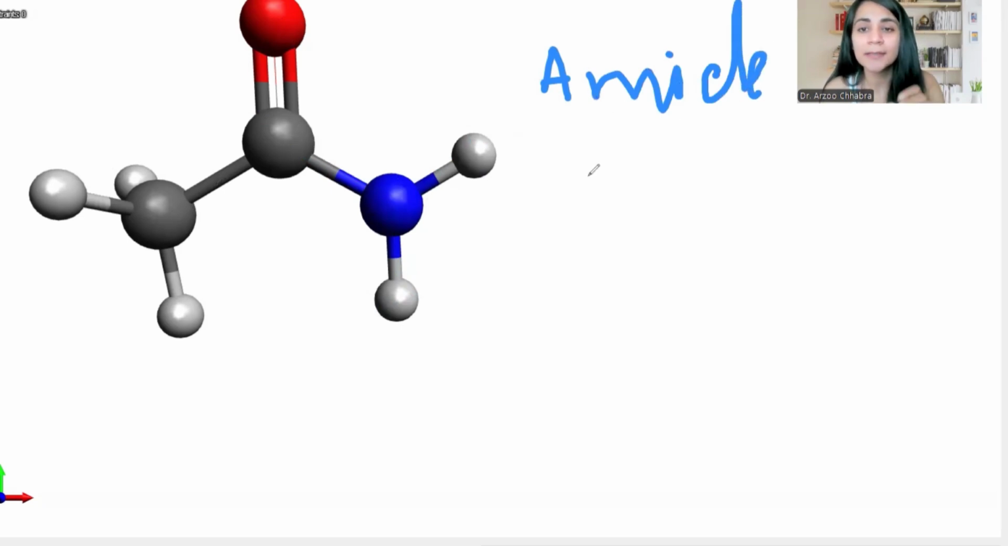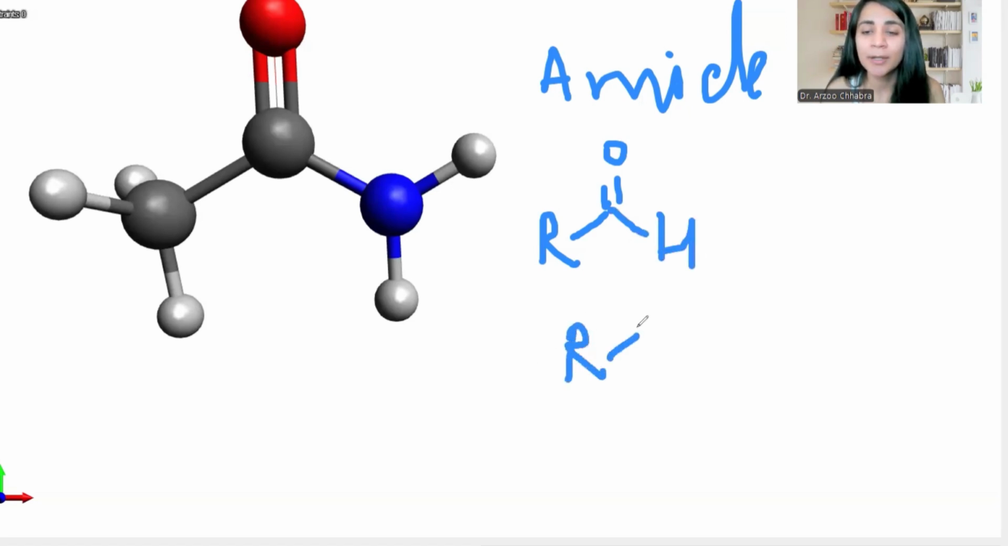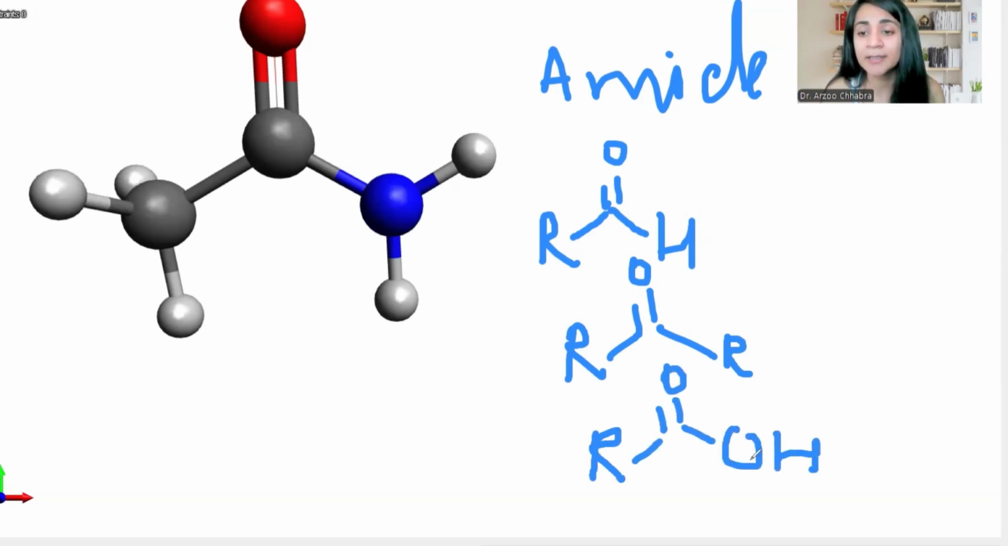So from this logic, or from this extrapolation, what we learned is that if you have an R group and that R group is connected to C double bond O and has an H, that is called an aldehyde. If we replace that H and convert that to an R group, now that is called a ketone, right? And now if you put an OH group on it, now this is called a carboxylic acid. And if you replace that OH with an NH2, that now will be called an amide.